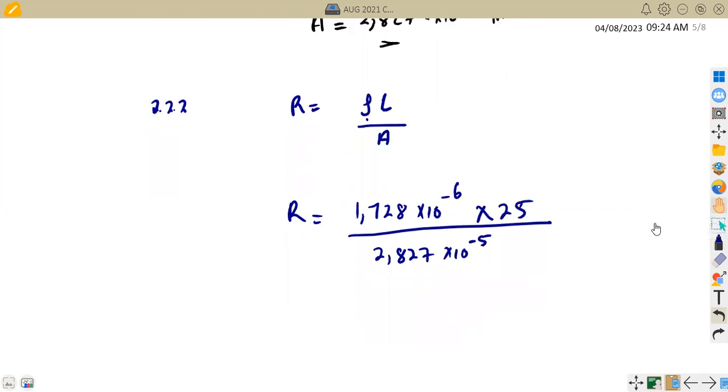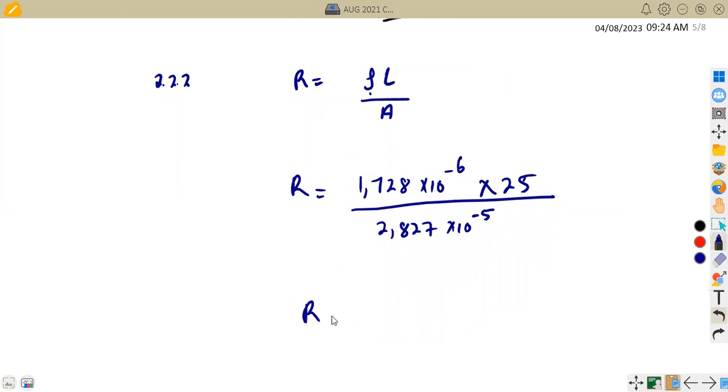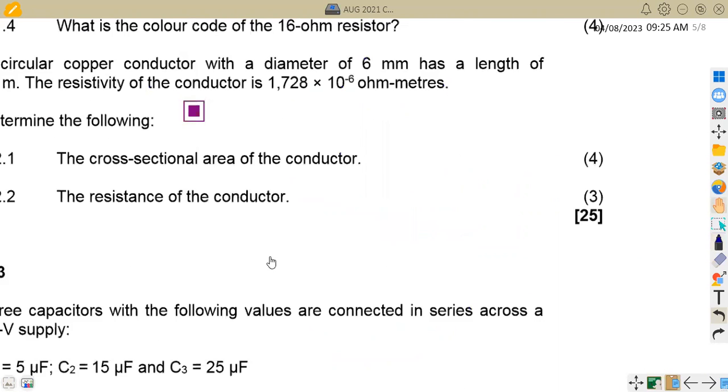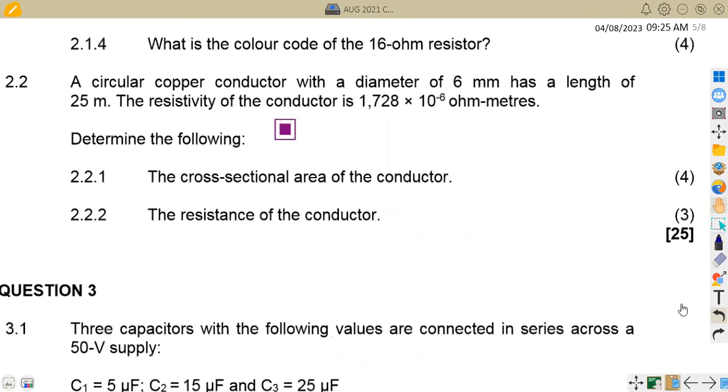All right, so this is what you're going to do. Substitute your values, then you can calculate your area, and if you simplify properly from our calculator, that's 1,528 ohms in this case. So remember, this is resistance, and resistance is measured in ohms. So take note of the units, guys. All right, so that was our question 2, having a total of 25 marks.